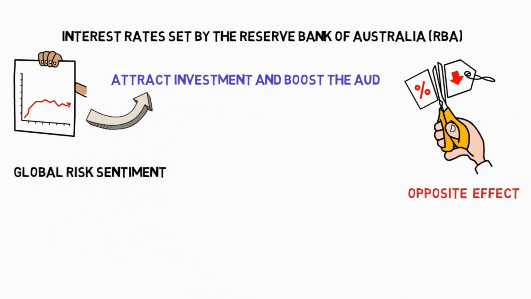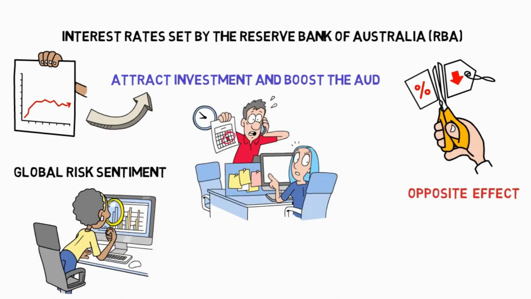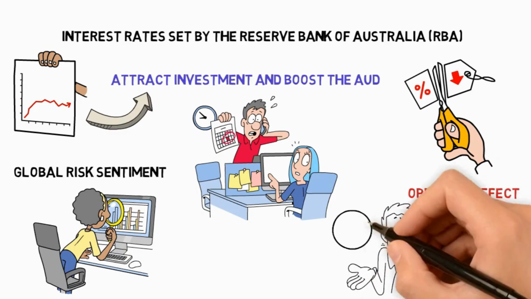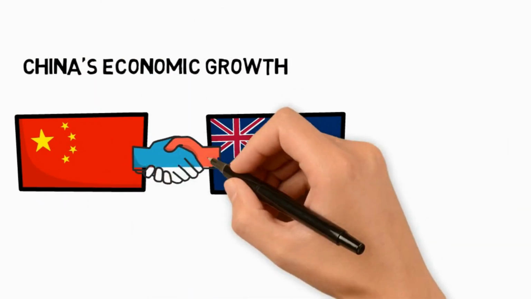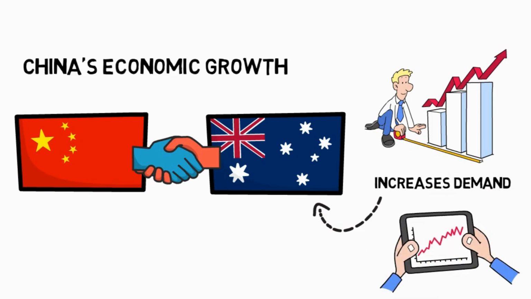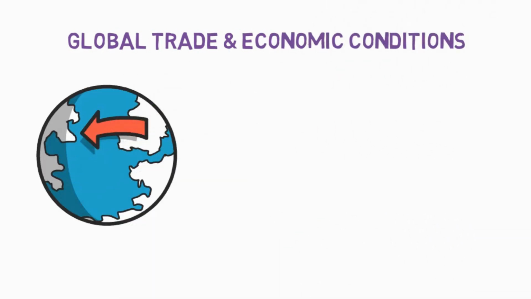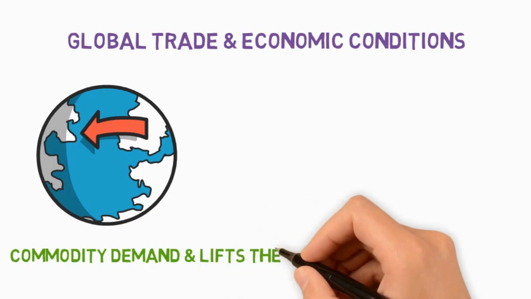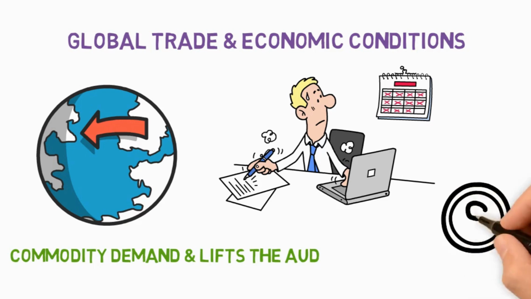Global risk sentiment. The AUD is risk-sensitive. It gains when markets are optimistic and tends to fall in times of global uncertainty. China's economic growth. China is Australia's biggest trading partner. Strong growth in China increases demand for Australian commodities, supporting the Australian dollar. Global trade and economic conditions. Global growth fuels commodity demand and lifts the AUD. In downturns, reduced demand hurts the currency.